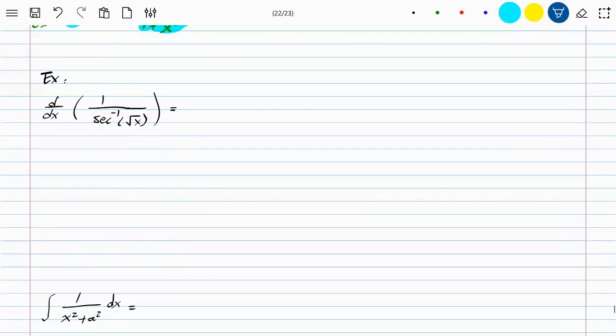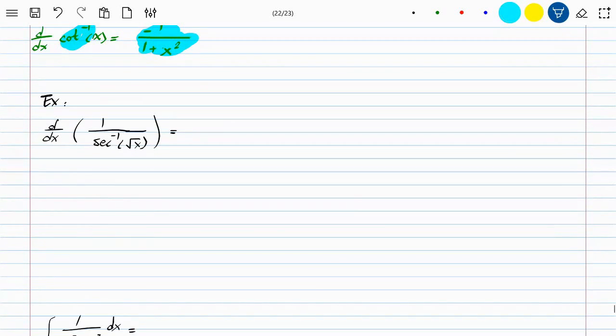Okay, so let me show you maybe a couple of derivatives and integrals for these as well. Here I wrote two examples. The derivative of 1 over secant inverse of x, the secant inverse, sorry. Sometimes it's better to write arc secant instead of secant inverse just to avoid this negative 1. So 1 over secant inverse of square root of x. Think about this derivative. Let me write it this way to make sure you understand the question. We're looking for the derivative of 1 divided by arc secant of square root of x.